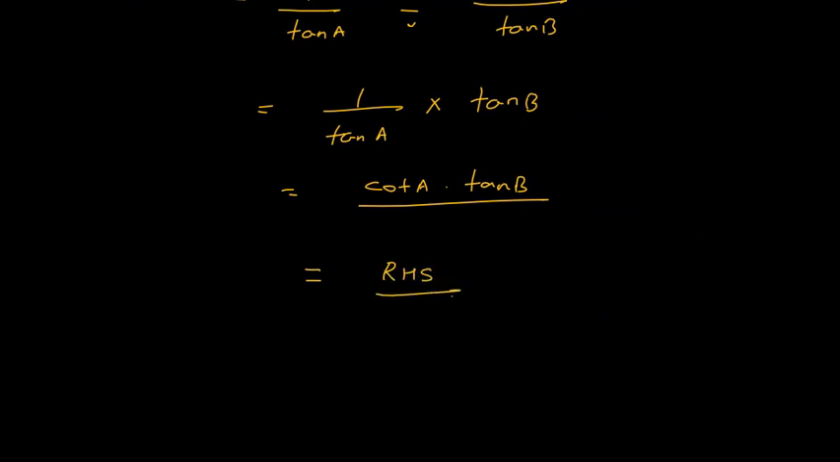Now here in this problem we have to prove that tan square A minus tan square B is equal to sin square A minus sin square B divided by cos square A cos square B, which is equal to sec square A minus sec square B. So what I will do, one by one I will simplify the terms and try to prove what is given here.